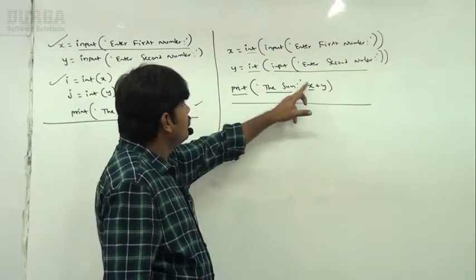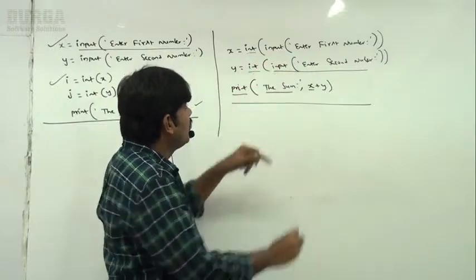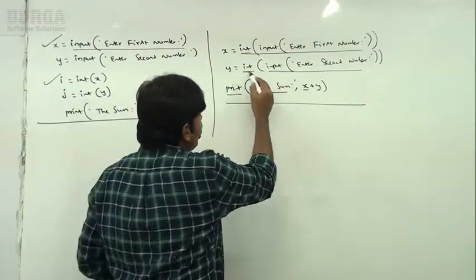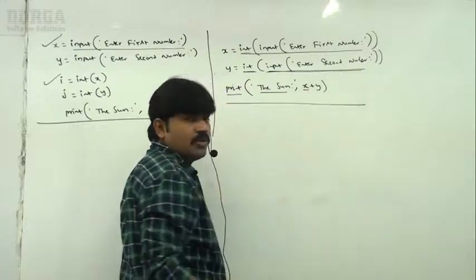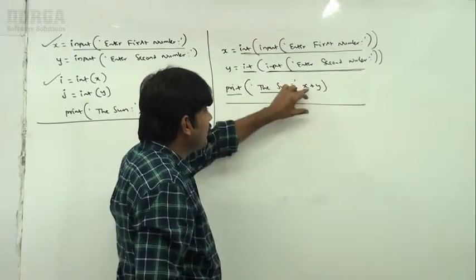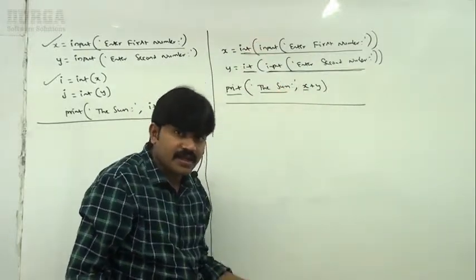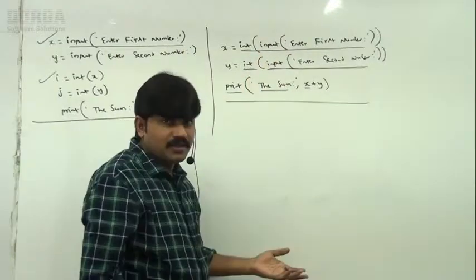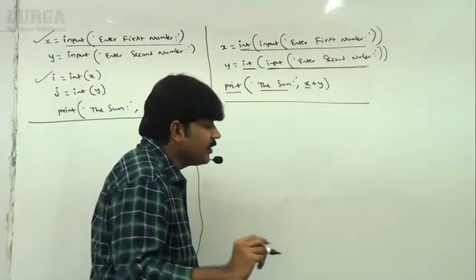What is the x value? int of input like this. What is the y value? int of input like this. Why don't you take x and y here? We can take x and y directly. So what is the need of going multiple lines? But anyway, this approach is not recommended. But still, is it valid or not?